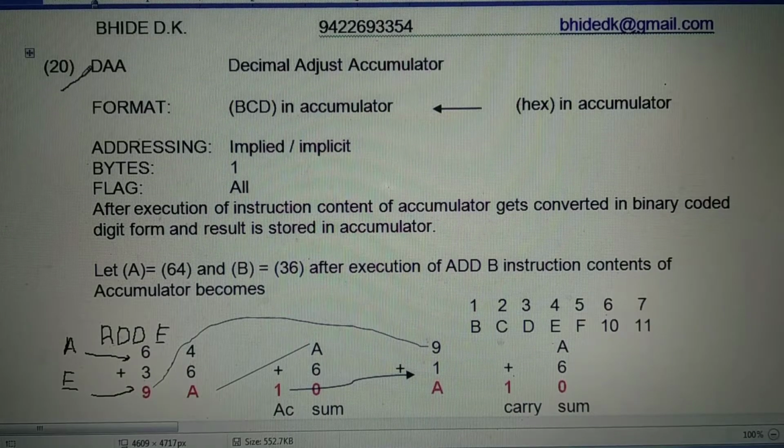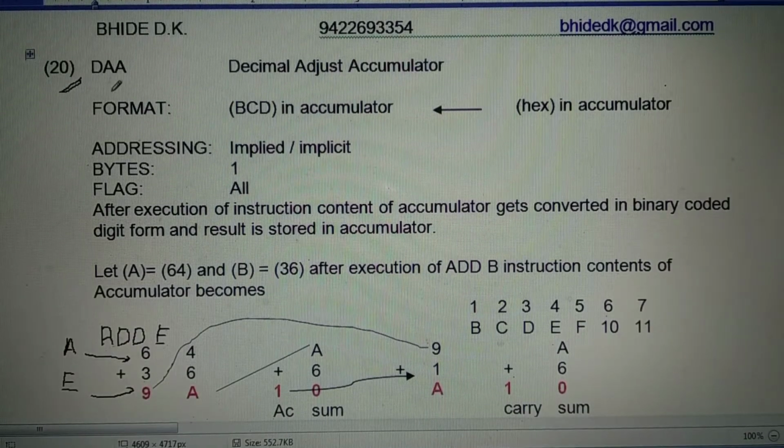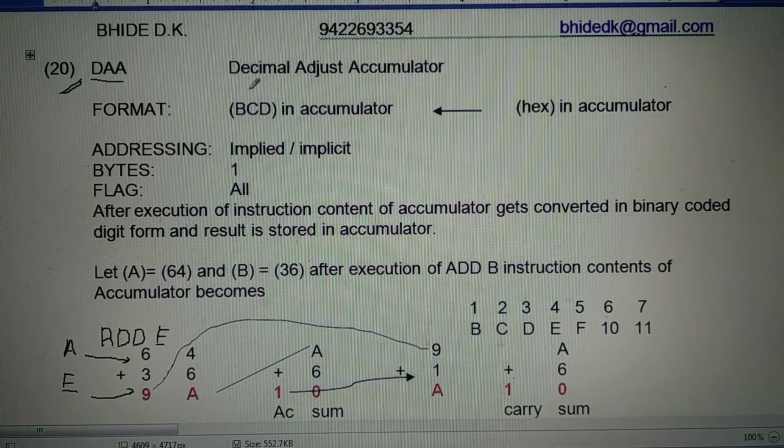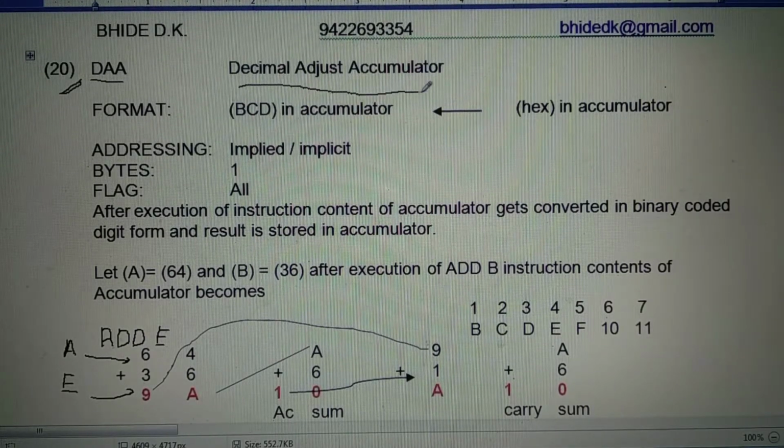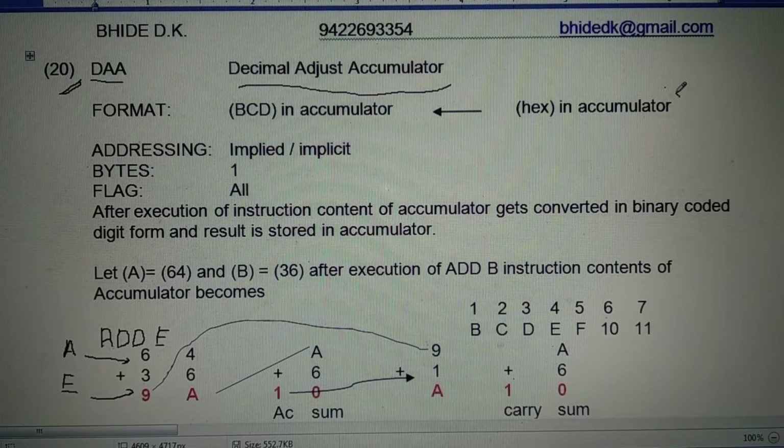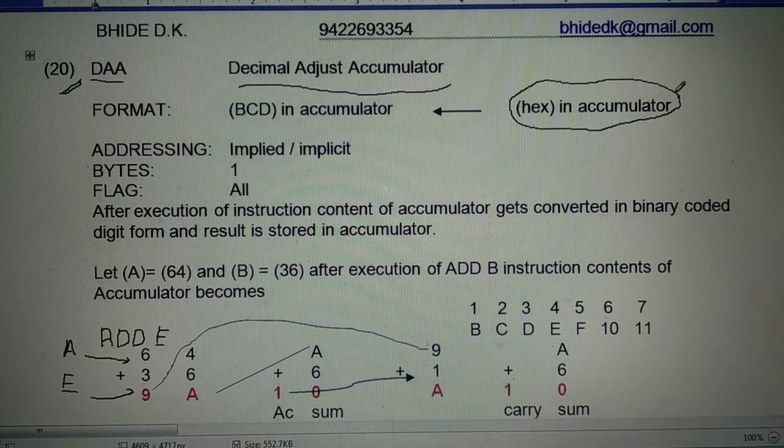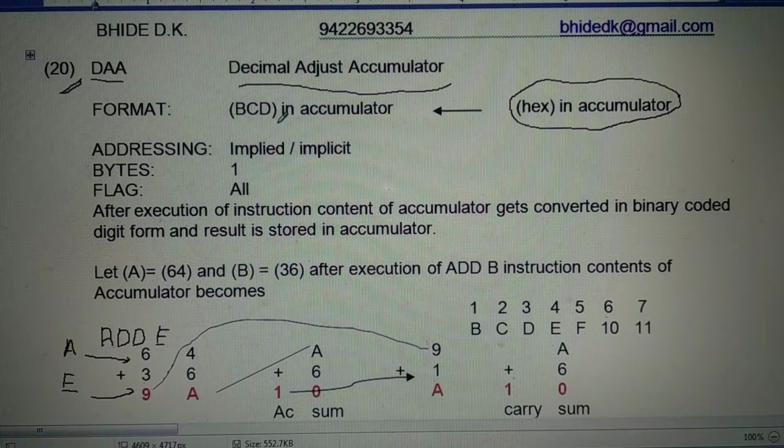This is the last, that is the 20th instruction from the arithmetic group, the DAA, decimal adjust accumulator. In the accumulator we have a number in hexadecimal form. When the DAA instruction is executed, this number gets converted into BCD form and is stored in the accumulator. Here only the accumulator is used, therefore the addressing mode is implied or implicit.